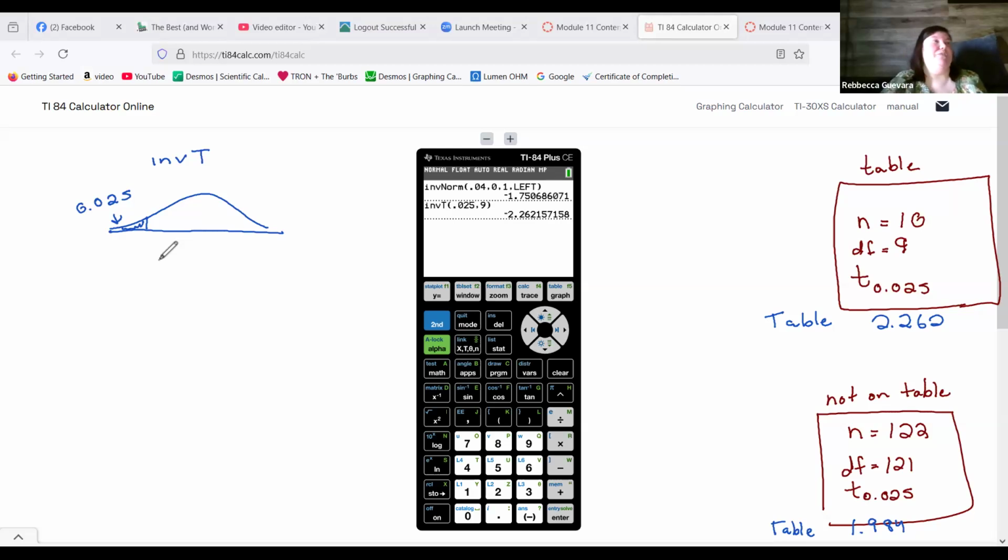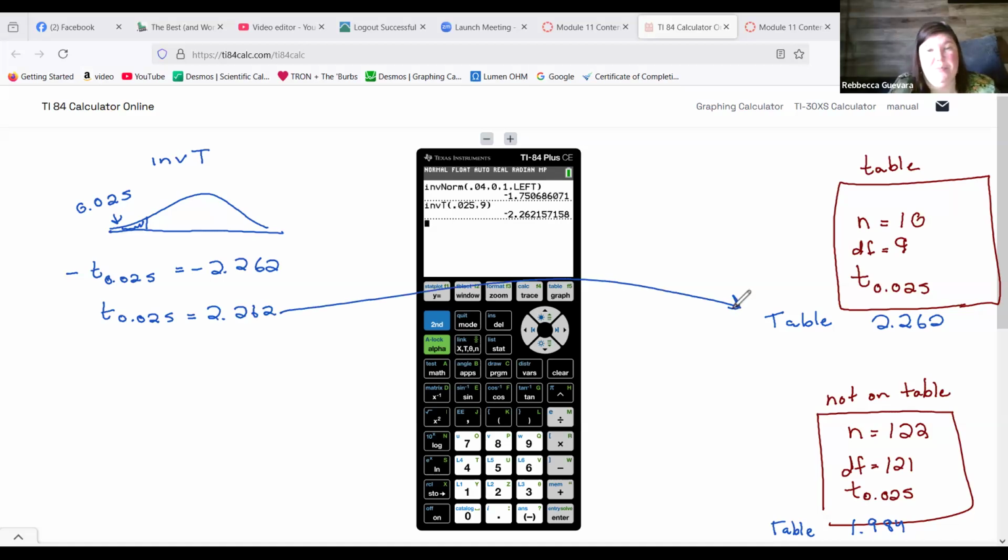So this is kind of like what we were doing when we were trying to use z-scores. The z-scores are just telling me to the left, and I have to convert that to the right. So this is actually telling me that negative t of 0.025 is negative 2.262. But we know that we just want to convert that to positive. And what we're seeing is that this matches the table pretty close. There's a little bit of rounding there, but if I round to 3 decimal places, it's going to be the same.